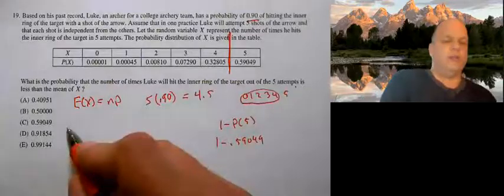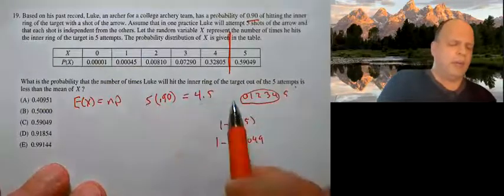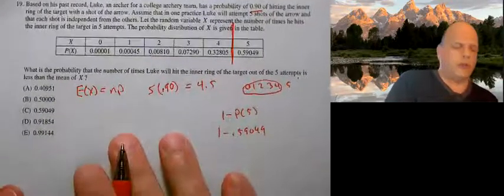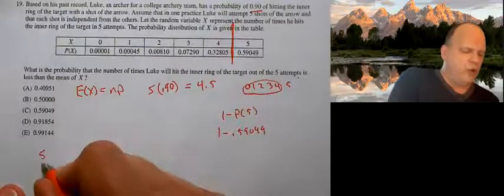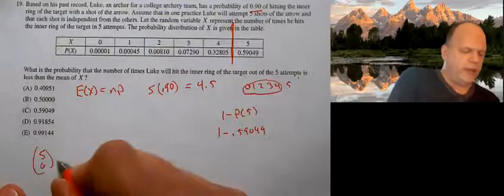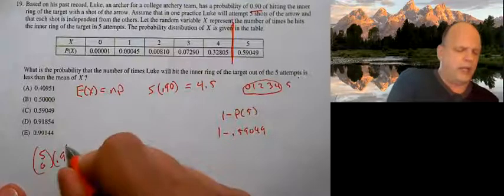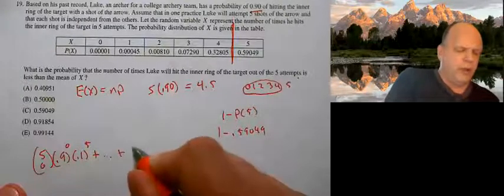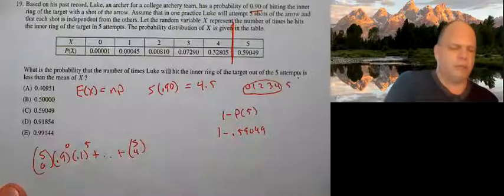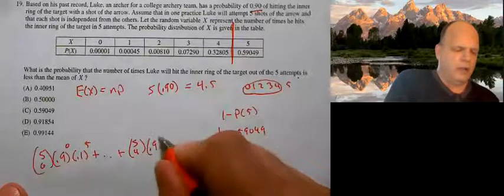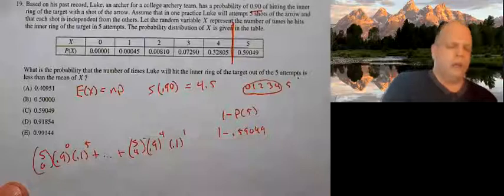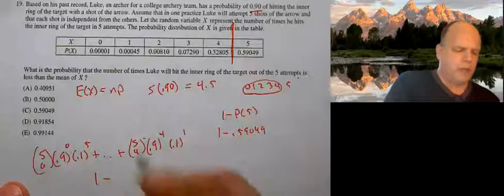In that case, it's a binomial CDF, and I want the probability of 0 plus 1, 2, 3, 4, 5. I want to show this just as a reminder: it's 5 choose 0, 0.9 to the 0, 0.1 to the 5th, plus dot, dot, dot, plus 5 choose 4, 0.9 to the 4th, and then 0.1, 5 minus 4 is 1. Not that this is the fastest way, because it's not for this problem.